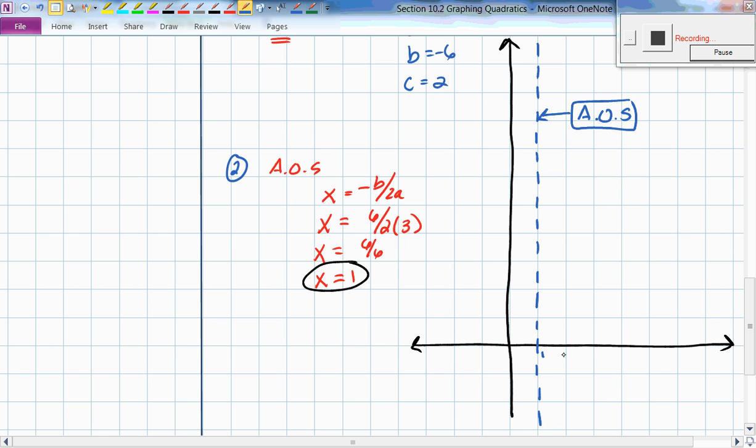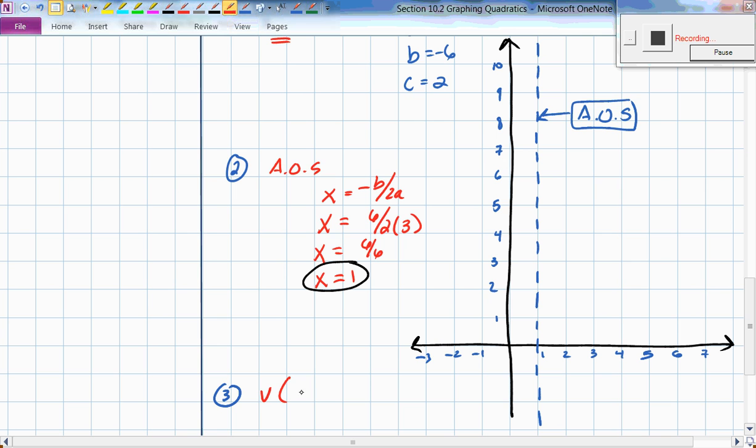And this is the point 1, 2, 3, 4, 5, 6, 7. And this is 1, 2, 3, 4, 5, 6, 7, 8, 9, 10. -1, -2, -3. Okay? So far, so good. We found it. Good. Okay. Step number 3. Find and plot the vertex.